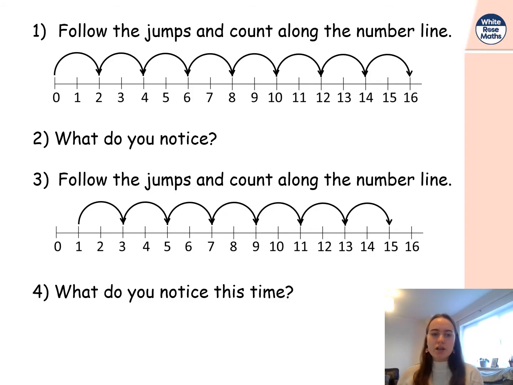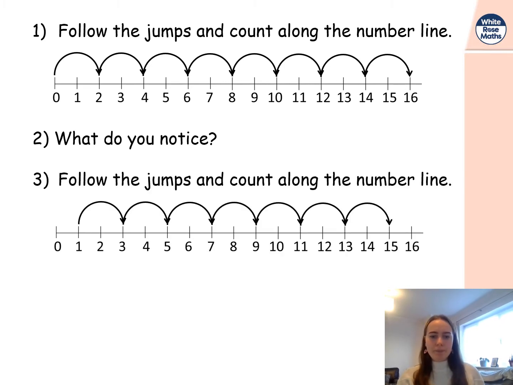So, to start off with, we are going to follow the jumps along this number line. Can you count with me? We start on 0. 0, 2, 4, 6, 8, 10, 12, 14, 16.